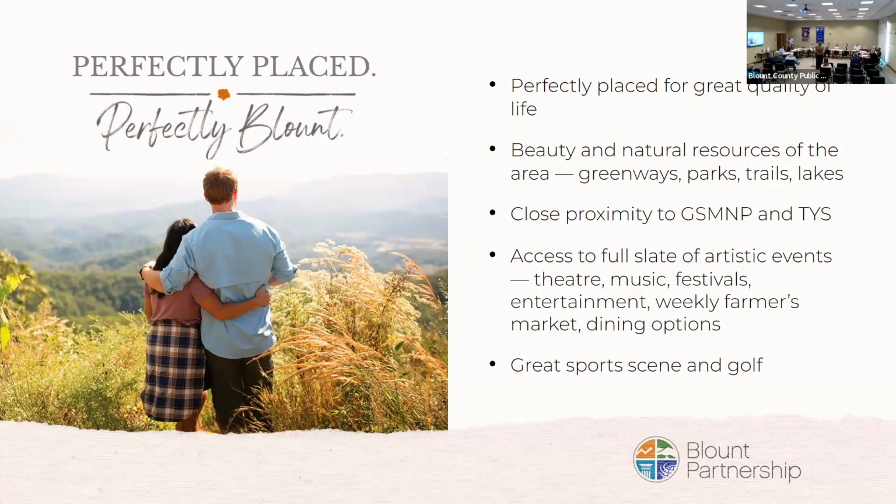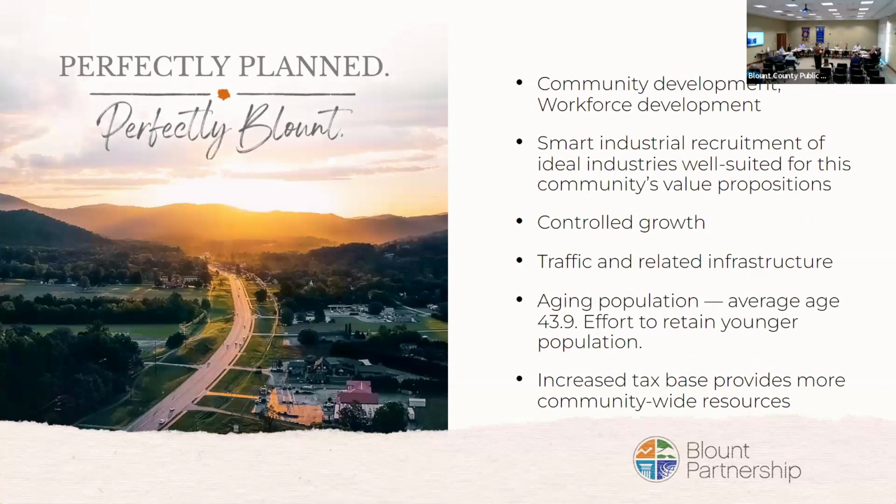And so we worked with Perfectly Blount, which is a branding that you guys are probably familiar with, that has been part of Blount County branding for a few years, and broke it down into kind of 3 tenets that we felt really capture Blount County. It's perfectly placed for great quality of life. It's beautiful. It's convenient. There's access to the greatest national park in the country, as well as top tier amenities, an airport, sports, you name it, you have access to it. It's perfectly planned, that there is planning that goes into all of the decisions that are being made, so that you don't just end up with sprawl happening unintentionally.